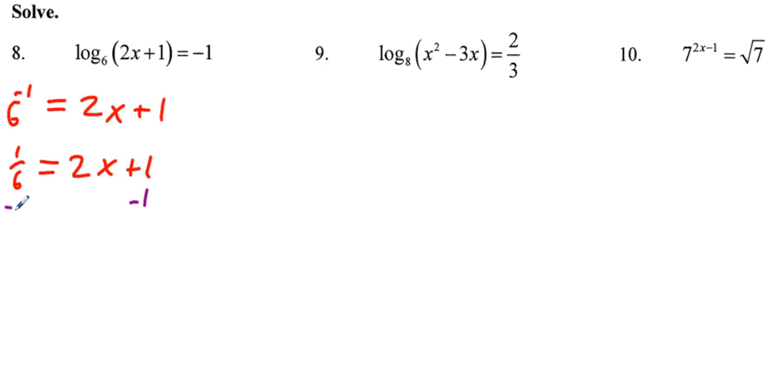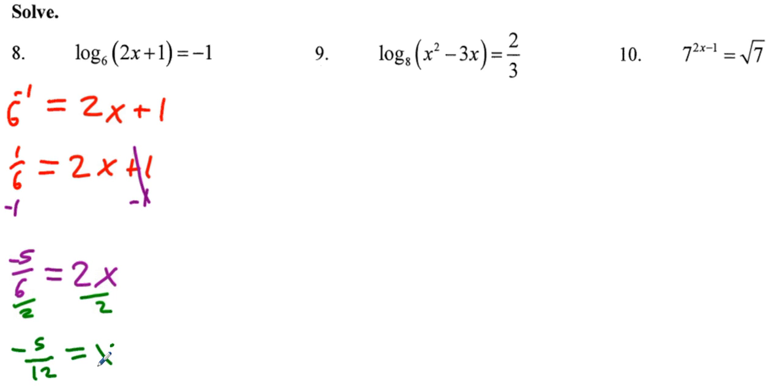Subtract 1 to solve this. We get 1/6 minus 1, which will be 6/6. It's -5/6. Then divide by 2. When you divide, it just goes onto the bottom. You multiply it to the bottom, so that's -5 over 12 equals x.